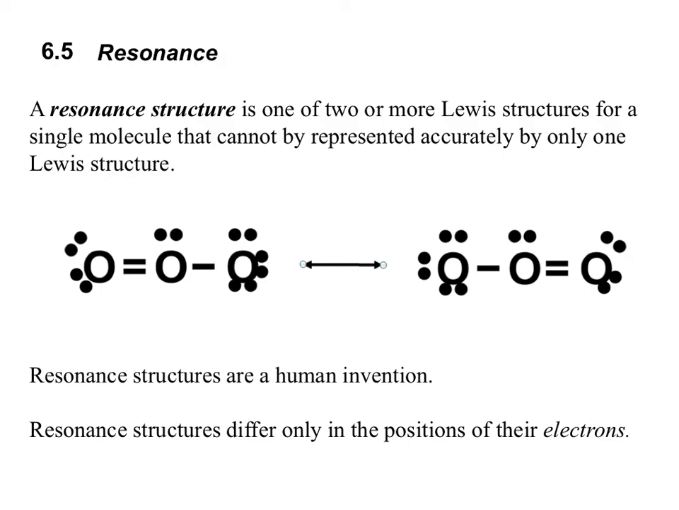Well, in fact, both of them exist at the same time, and when we draw our electrons on one or another, we are just showing a snapshot of an extreme state, as in we are saying the electrons are specifically here, but technically they're moving around throughout the molecule. Resonance structures are a human invention. Resonance structures differ only in the position of their electrons.